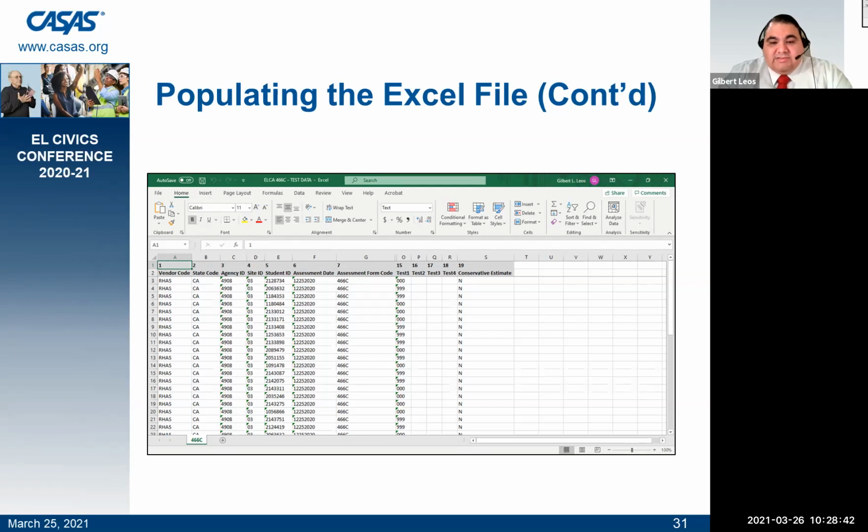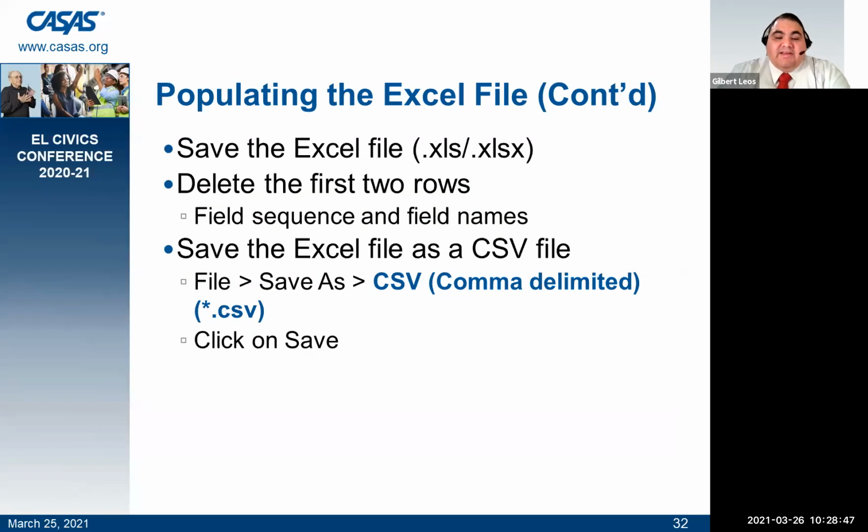Once you have filled all this, then you'll want to save the Excel file. So you'll just go up, File, Save As, and save this Excel file. Then we are now going to create that CSV file that's going to be used to upload into TOPS. To do so, we need to delete the first 2 rows. Remember, those first 2 rows have the field sequence numbering and also the field name. We're going to delete those because in our CSV file, TOPS does not need that information, and it would actually cause an error should we have it.